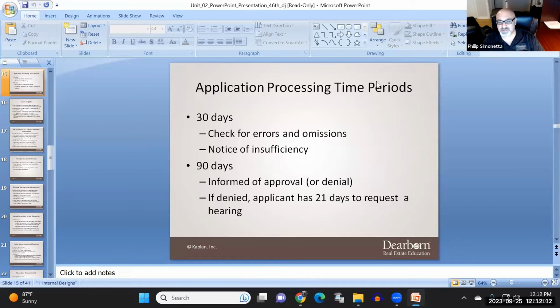The application processing time periods. It can take 30 days, and that'll check for errors and omissions and notice of insufficiencies. So during that time, if there's any errors, you would get a notice online. And they have up to 90 days to approve or deny. So technically, they have up to 90 days. If you're denied, the applicant has 21 days to request a hearing. So even if you're denied, you can still have a hearing. That's what a lot of those people do. They get denied, they have a hearing, and then sometimes they get approved.